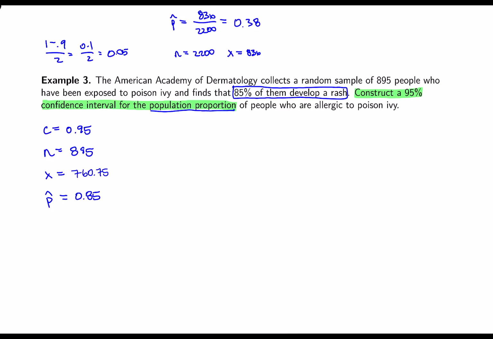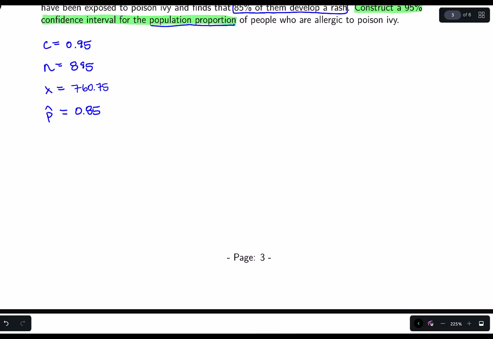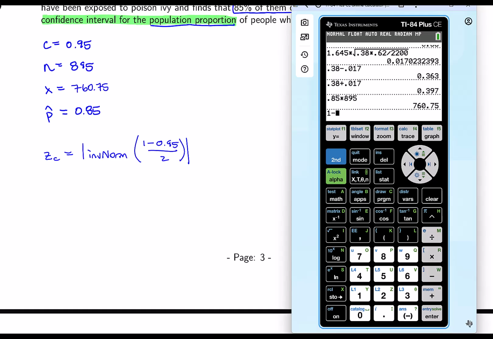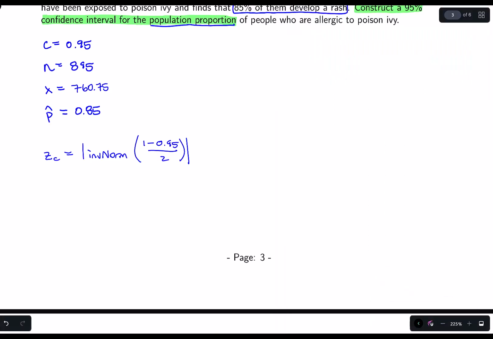All right, the first thing that we do here is we get our critical value. So the critical value, again, is found by doing inverse norm, 1 minus our level of confidence, which is 0.95, divided by 2. Now the 1 minus 0.95 divided by 2, that's going to be 0.025. So we're really doing absolute value inverse norm 0.025. All right, so let's get that.